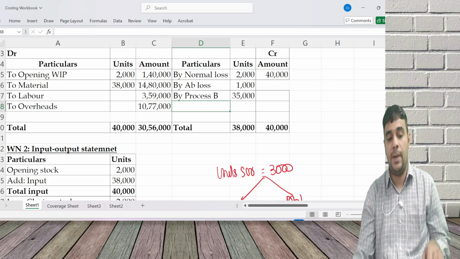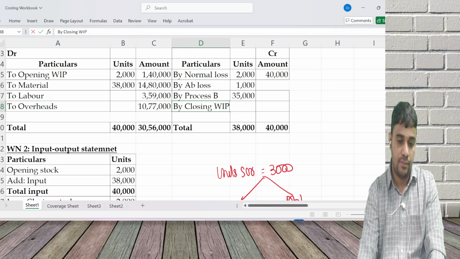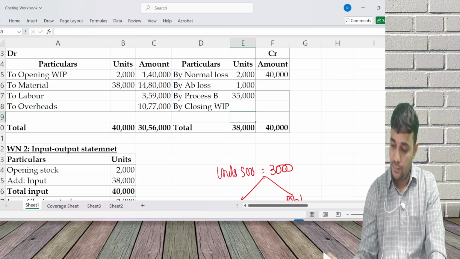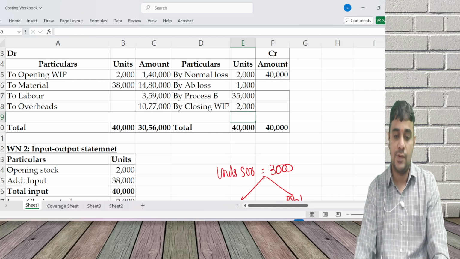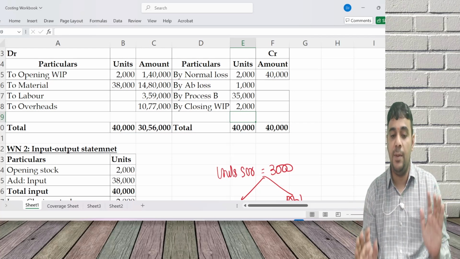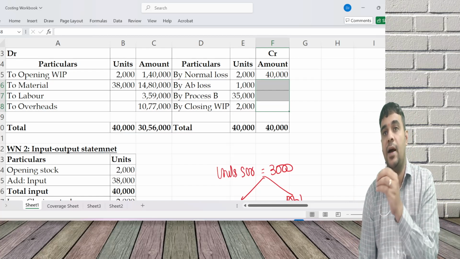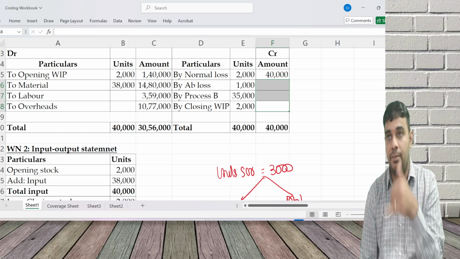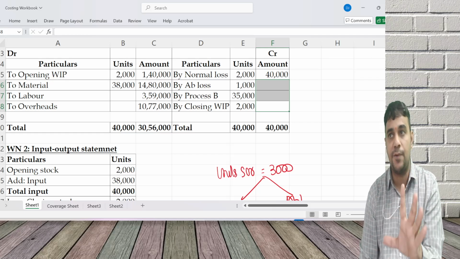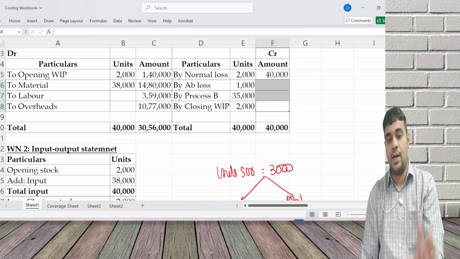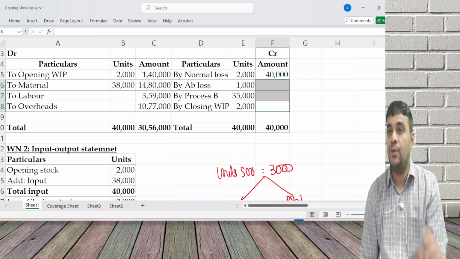And last item is what? By closing WIP. How many units of closing WIP? So count is almost over. The only problem is I don't know the value of these three. To get to this I may spend another half an hour to 40 minutes, because I have to initially explain fully. But in an exam situation, 15 minutes it will take to get to these three values: abnormal loss, process B transfer, and closing WIP.